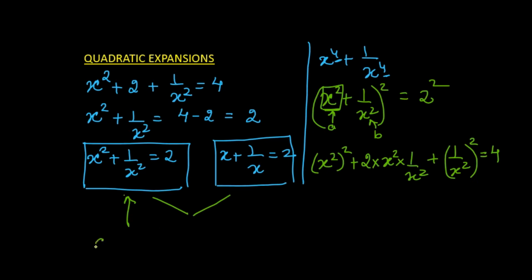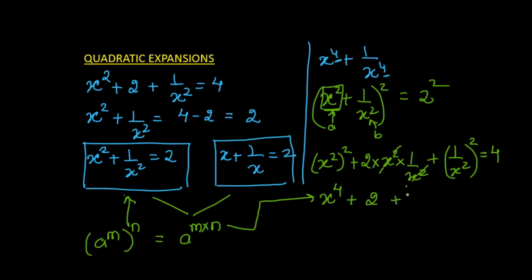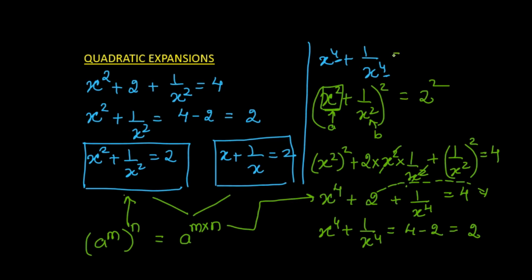(x square) whole square. We know the law of exponents: a raised to the power m whole raised to the power n is equal to a to the power m into n. Correct? So we can apply that law here and we will get x to the power 4 plus, this x square and 1 by x square cancels off to give us a 2, plus 1 upon x to the power 4 is equal to 4. Let us transpose this 2 to the right hand side. So we get x to the power 4 plus 1 by x to the power 4 is equal to 4 minus 2, which is again equal to 2. So we have found the value of this also.